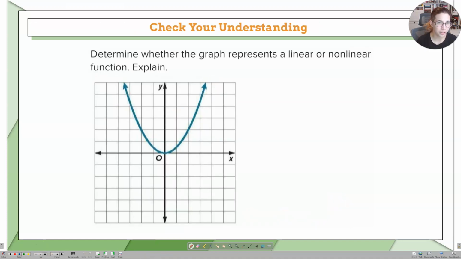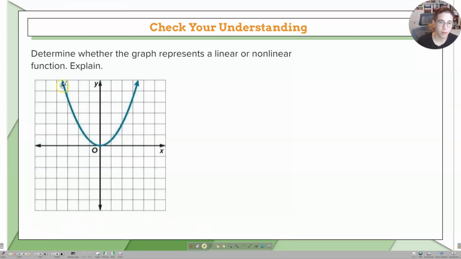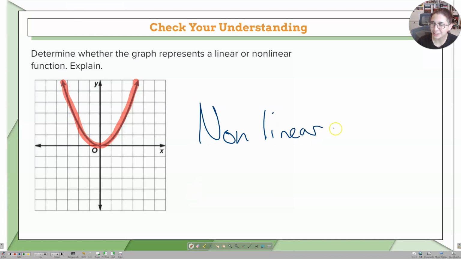And now it's time to check your understanding. Determine whether the graph represents a linear or nonlinear function. Explain. Well, I would argue this is not a straight line with a constant rate of change. It is in fact curvy. So this is going to be a nonlinear function because it's not a line and it doesn't have a constant rate of change.